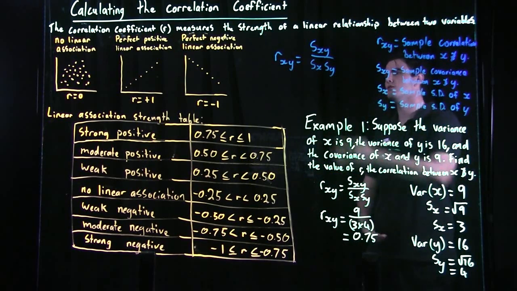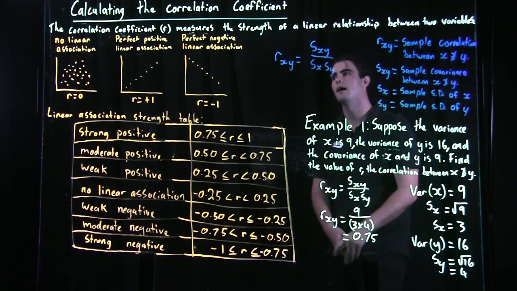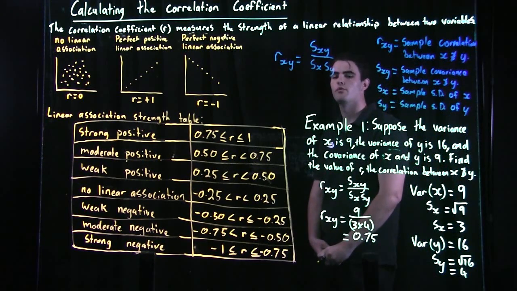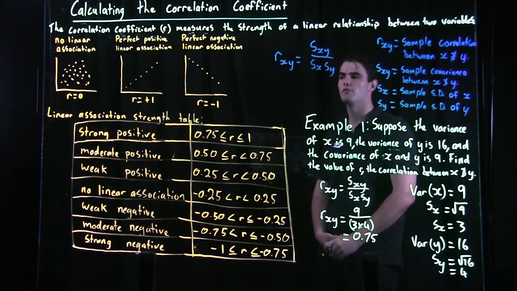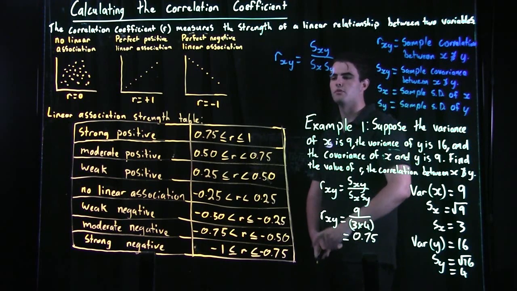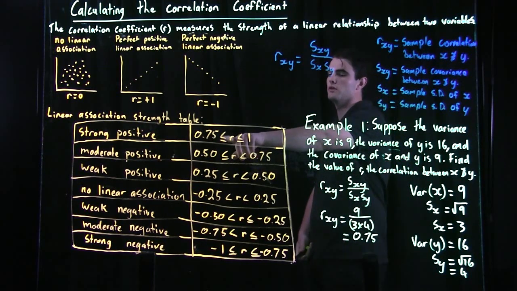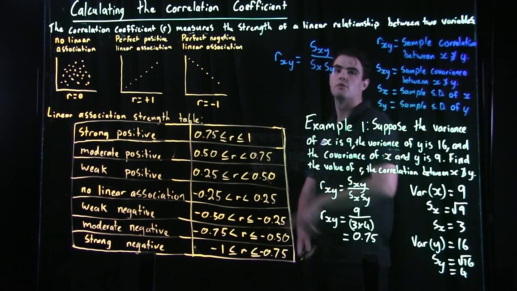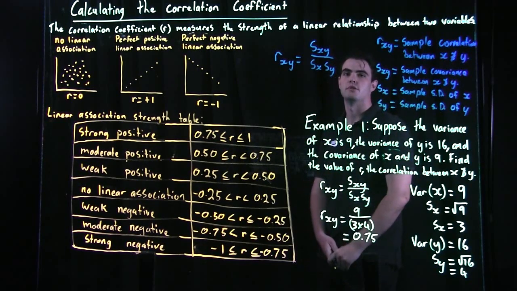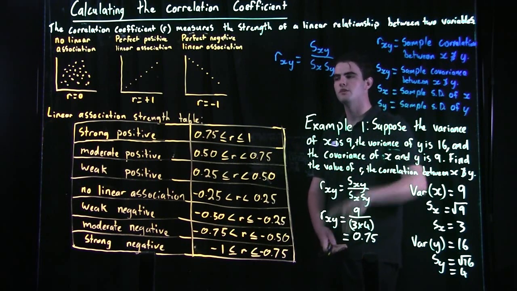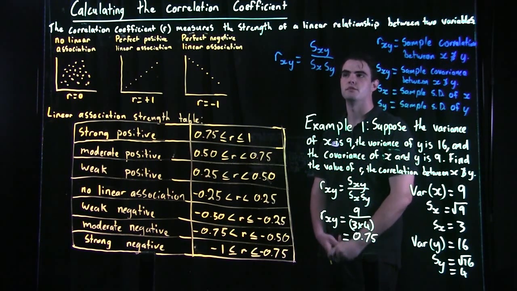When we look at it now, we can look back and think, all right, we've got our correlation coefficient as 0.75. What type of linear association strength is that? Well, we've got 0.75, and this is where it's important. Our strong positive is 0.75, and it includes 0.75. So for this example, we would have a strong positive linear association strength.